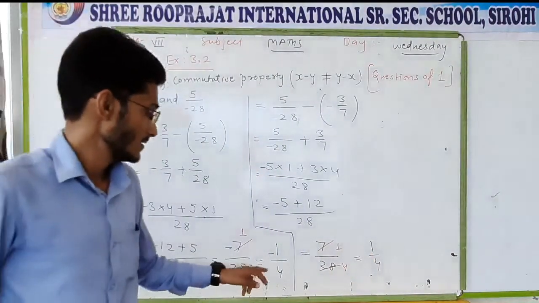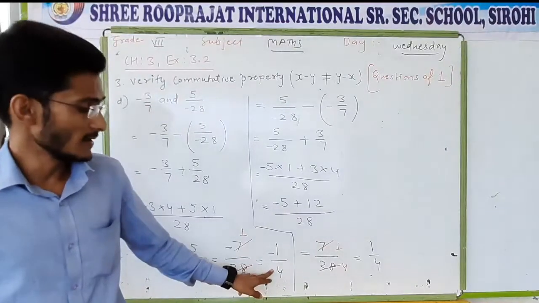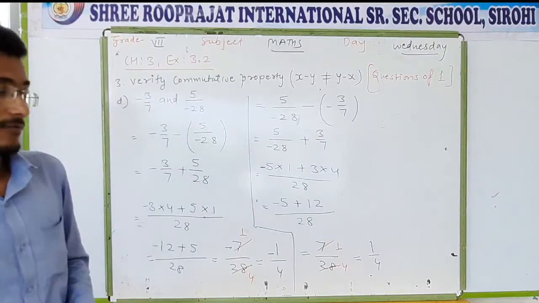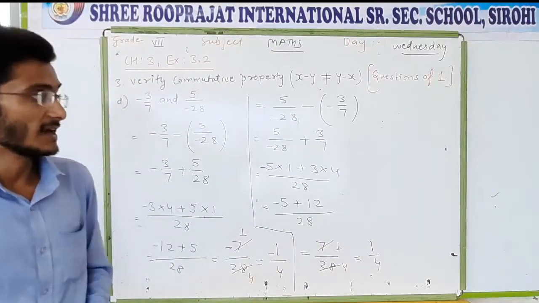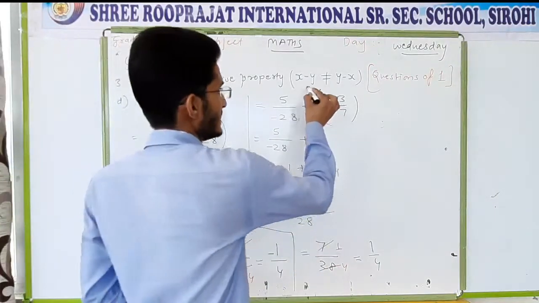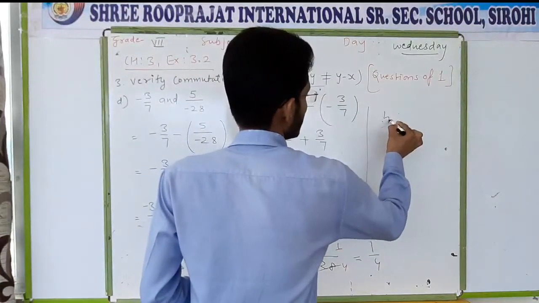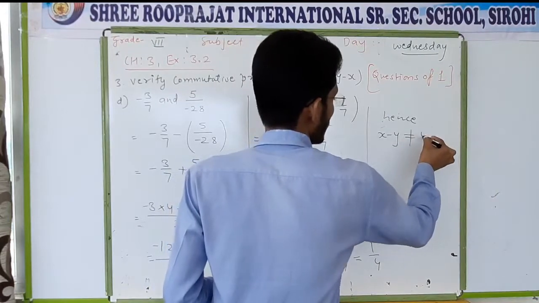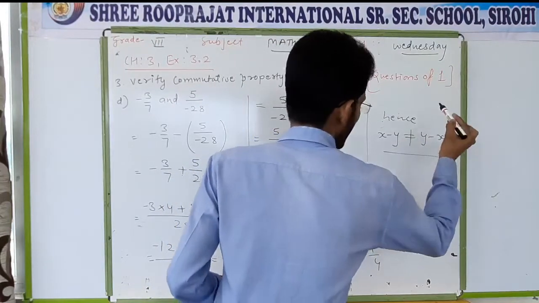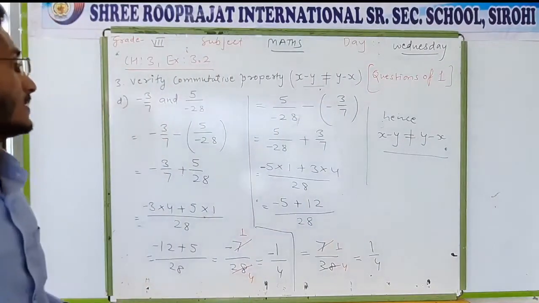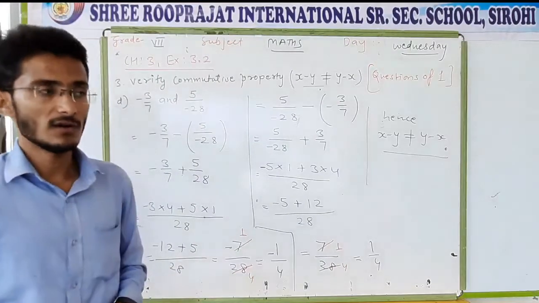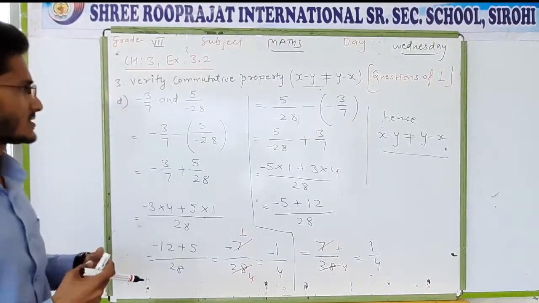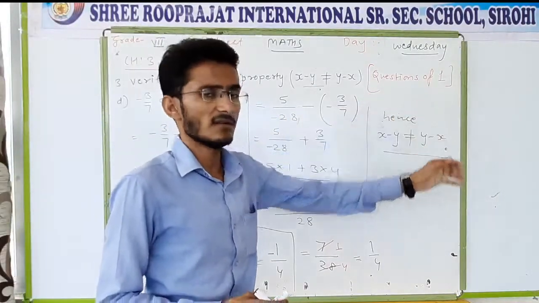So you can see here, first of all you are getting a minus 1 by 4, but the second time you are getting a 1 by 4. First one is a negative and the second one is a positive number. So both are different. So you can say that hence x minus y is not equal to y minus x. So with that, question number 3 is solved, and we verified the commutative property like this. You have to solve 3 more questions which are given in question number 1.